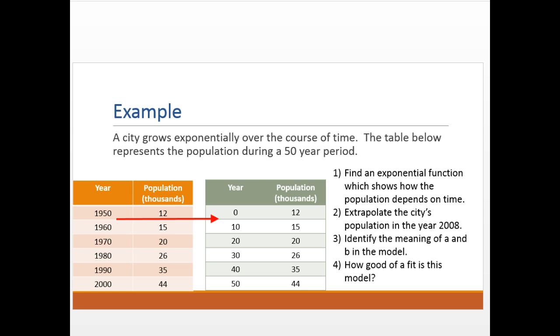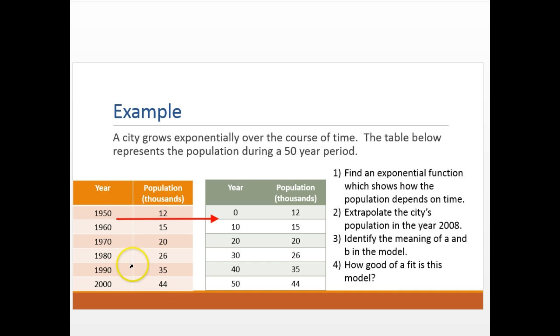A city grows exponentially over the course of time. The table below represents the population during a 50-year period. So from 1950 to 2000, it grew from 12,000 to 15,000 to 20,000, 26,000, 35,000, and 44,000.